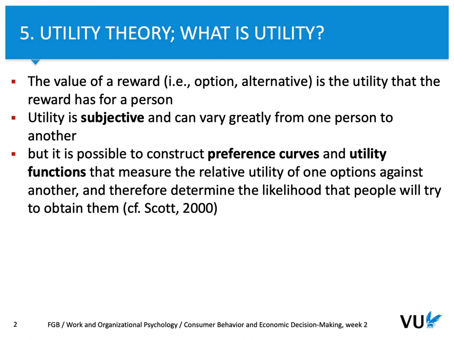What is also possible, based on specific assumptions, is that we can create curves and utility functions that basically measure relative utility, so specific value, of one option against another one. And therefore, based on that, we can determine the likelihood that a specific person or people will try to obtain one of the options. In other words, we can say that utility is what something is worth to someone.